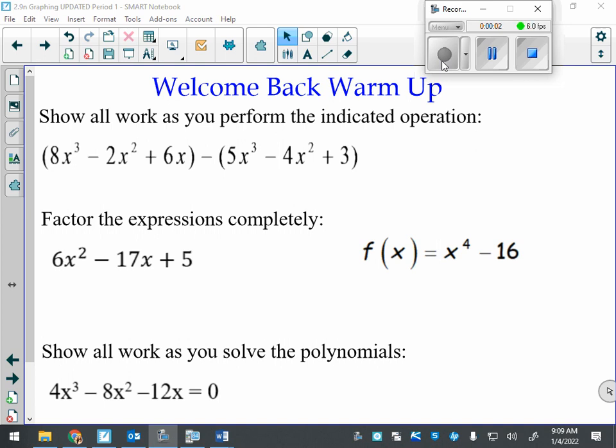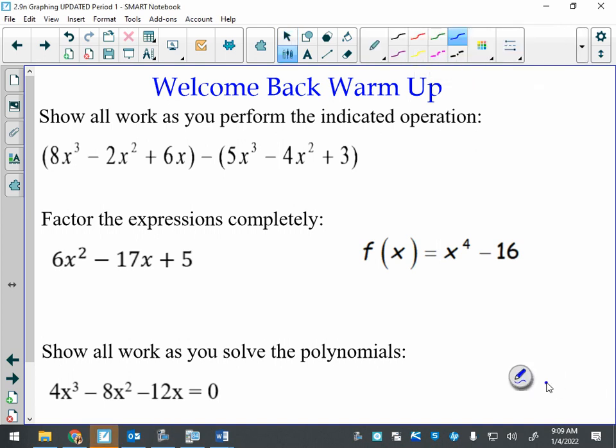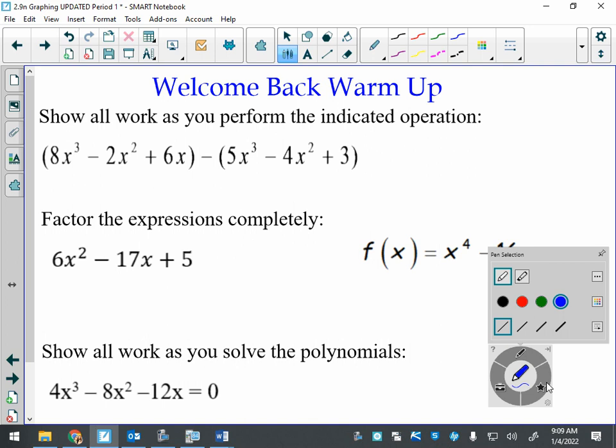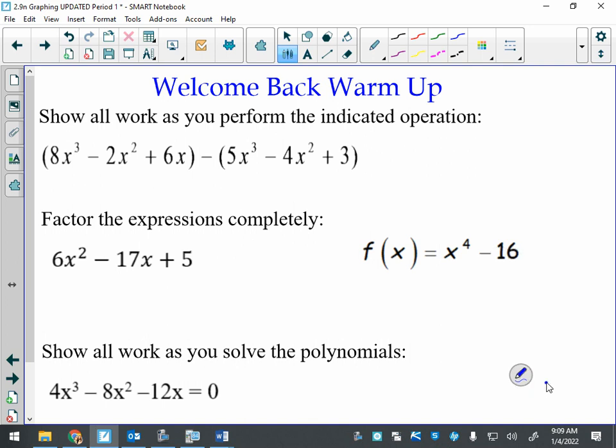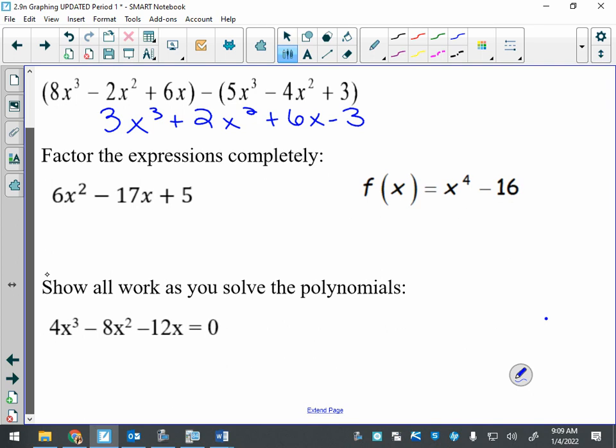All right, so the first one, as a recap, we are subtracting. What is our final answer? Jax? I got 3x to the third plus 2x to the second. No, 6x minus 3. Perfect. Good. How many of you did get that? Remember to distribute the negative all the way through.